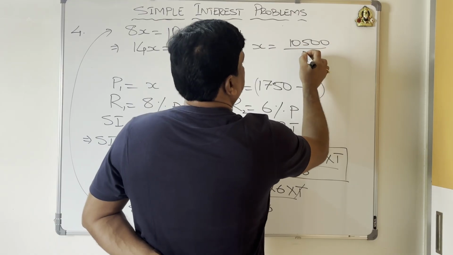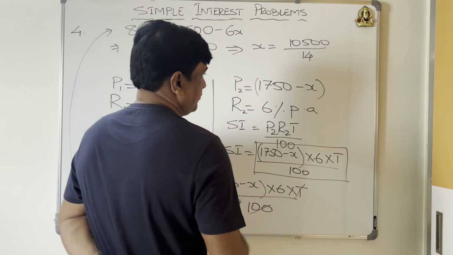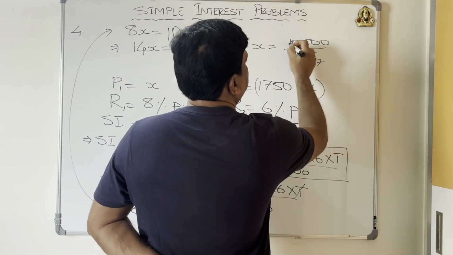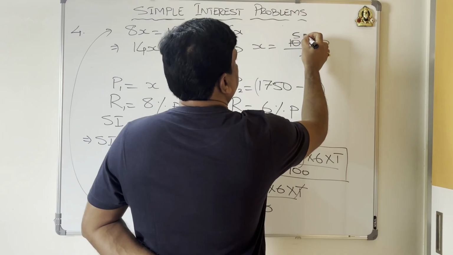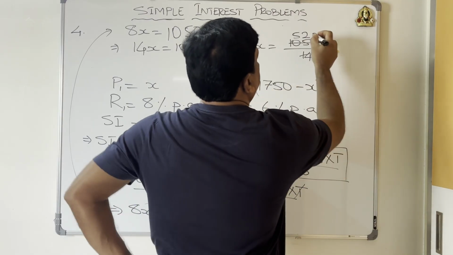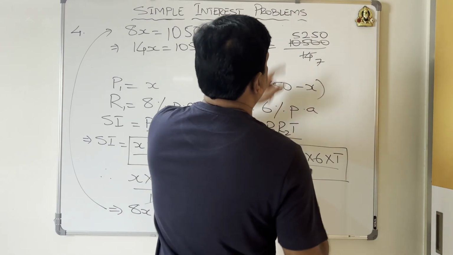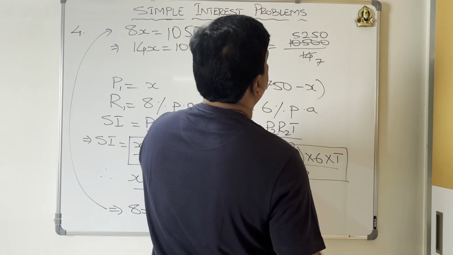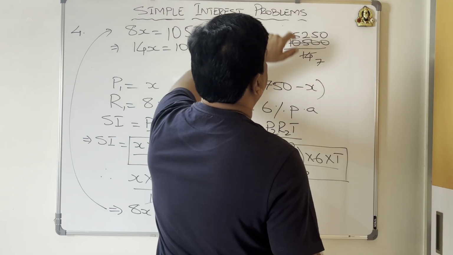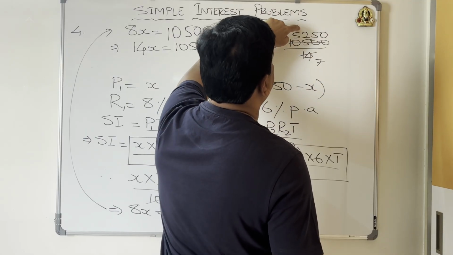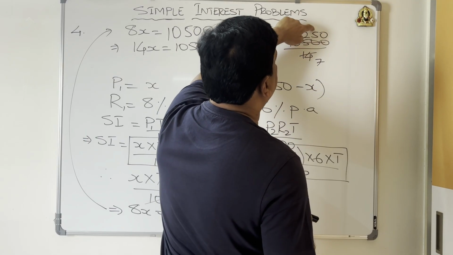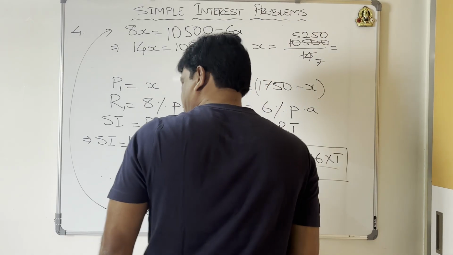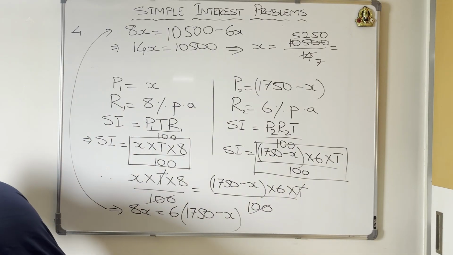10,500 divided by 14. I'm pretty sure that this should be okay. 2 sevens are 14, 2 fives are 10, 2 twos are 4, 25, 0. I'm pretty sure that will be divisible by 7. So let me see, 7 sevens are 49. No, it doesn't go. So we may have to use the calculator to get that one. Give me a moment, I'll just quickly do it.